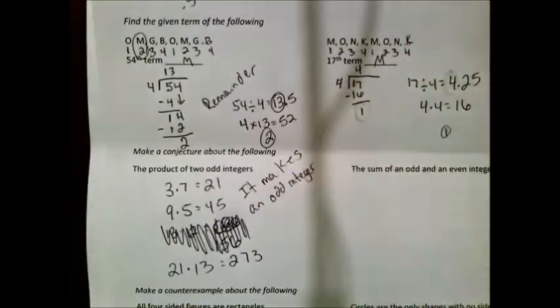Okay, it makes an odd integer. Then we're looking at the sum of an odd and an even number. So odd means the numbers that aren't divisible by 2. Even are numbers that are divisible by 2. And integer means no decimals.